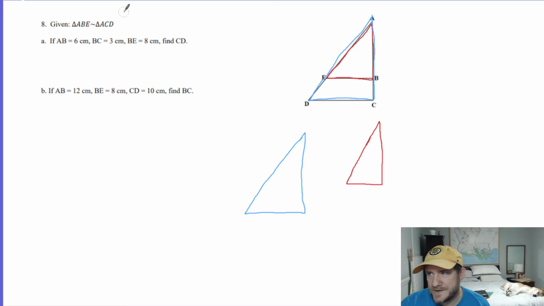So they're saying AB is 6. AB is the side of the short guy. That's 6. It says BC is 3. BC is just this little piece. So if this is 6 and this is 3, then notice 3 is not part of the red triangle or the blue. What we know instead is that the long side of the blue triangle is 6 plus 3. It's going to be a total of 9. So fill that in accordingly. Then it says BE is 8. BE is the bottom of the red triangle, so that's 8. They're saying find CD, that's this, so x.